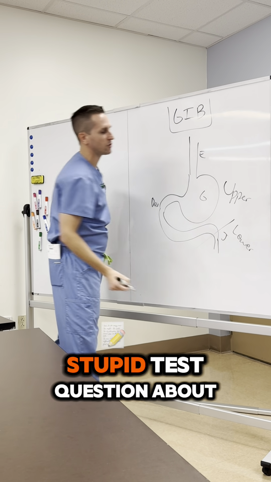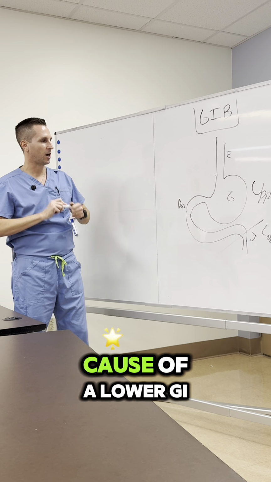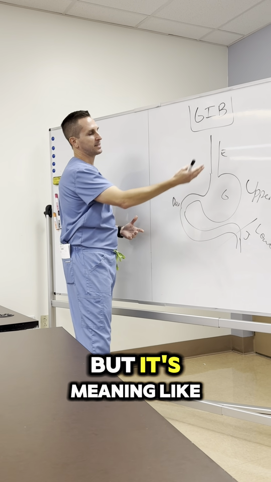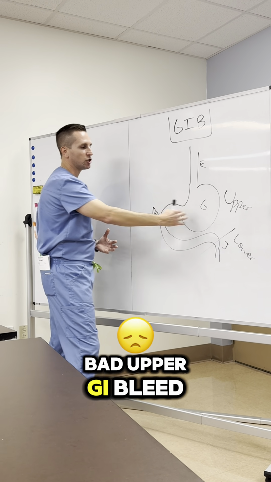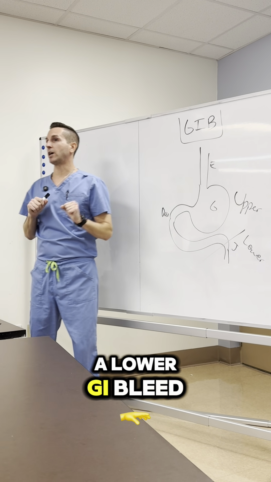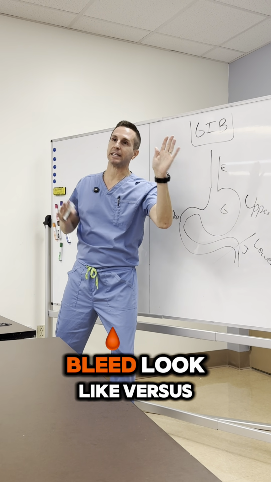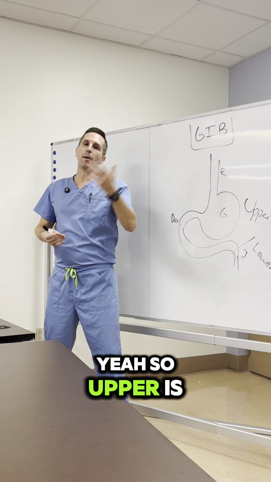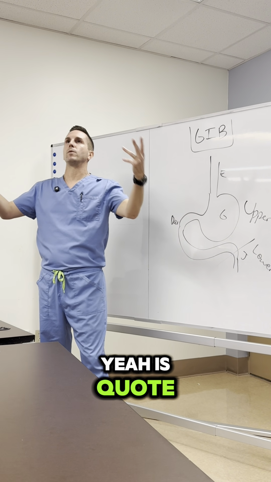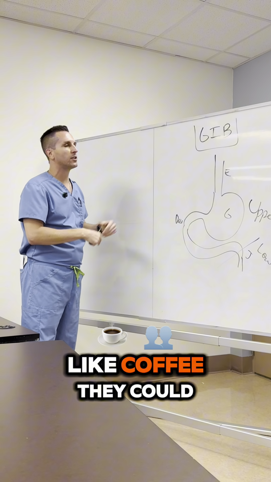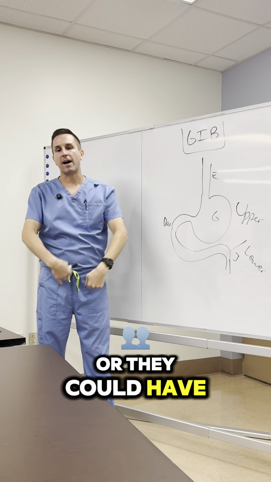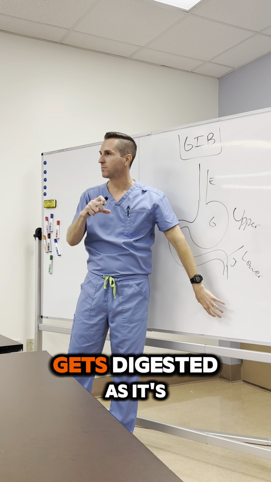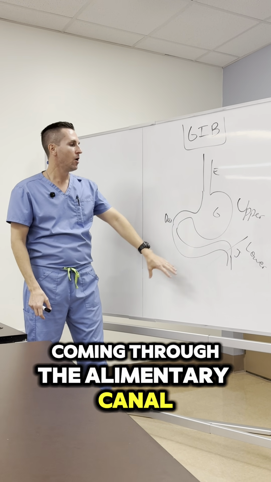There's a typical, kind of silly test question about the most common cause of a lower GI bleed, and the answer is upper GI bleed. It means someone has such a bad upper GI bleed that it looks like a lower GI bleed. What does an upper GI bleed look like versus a lower one? The color of the stool. Upper is typically melanotic stool, or coffee ground emesis, because it looks almost black as the blood products get digested coming through the alimentary canal.